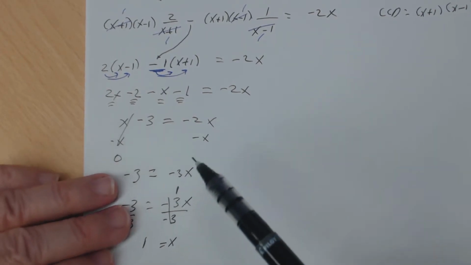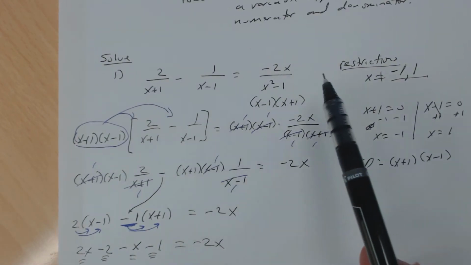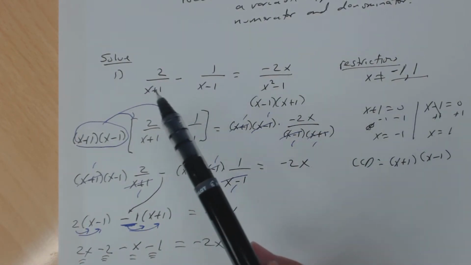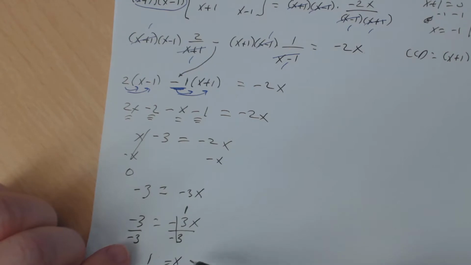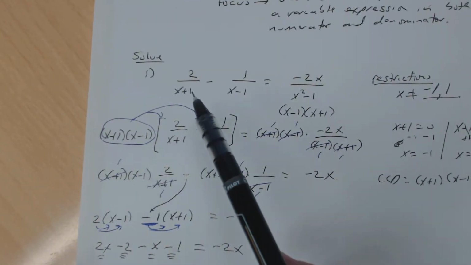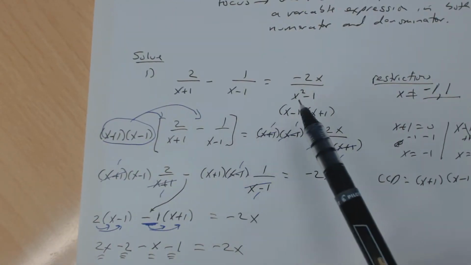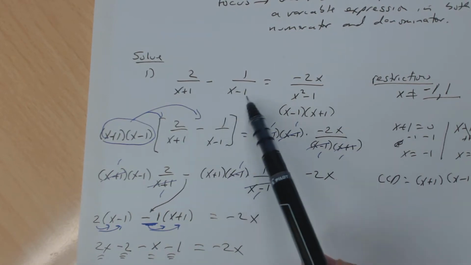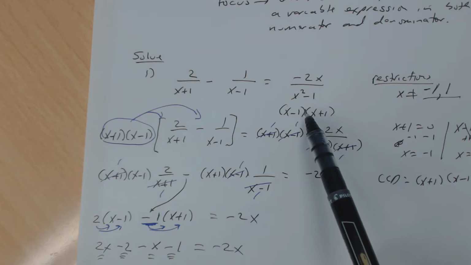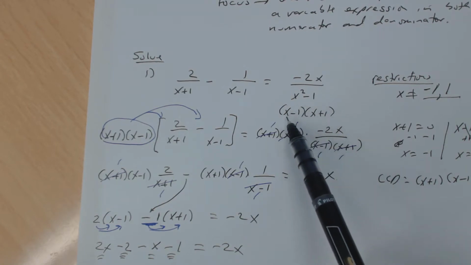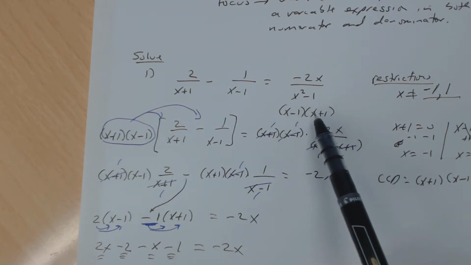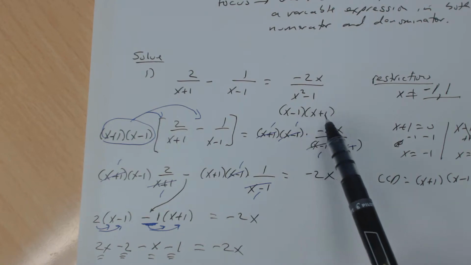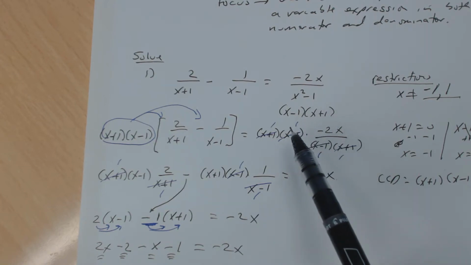But the problem is that my original problem was not linear. It was rational. So you got to check and see, does this proposed solution make any of my denominators 0? And it does. It makes this denominator 0, because 1 minus 1 is 0. And it makes this denominator 0, because 1 minus 1 is 0, and 0 times whatever this is, 1 plus 1 is 2. 0 times 2 is still 0.